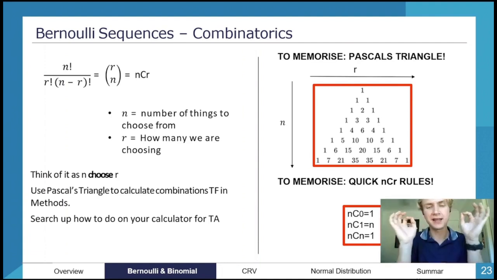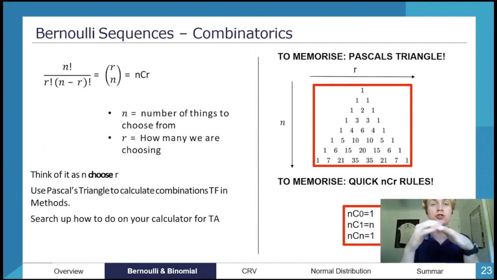And the reason I say that is we can use Pascal's triangle to calculate these combinations tech-free in Methods. You're going to have to Google how to do it tech-active because I don't know what your calculator is. For me, it was just nCr bracket, whatever. But just look at a YouTube video, it really does help. Okay, so you have to memorize Pascal's triangle. This is universal for your tech-free questions.